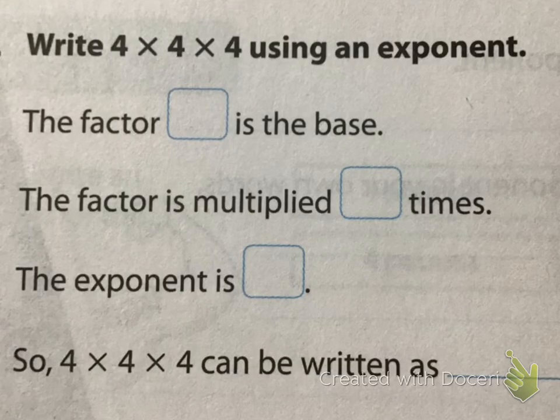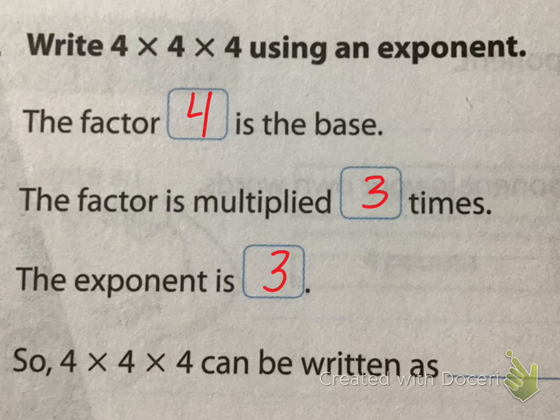So I want you to do this one, okay? I want you to look at this one. So Lucas, right now, it wants us to write 4 times 4 times 4 using an exponent. So the first blank, the factor blank, is the base. What number goes there, Lucas? 4. Perfect. Just like we wrote earlier, the factor 4 is the base. Then, Lucas, the factor is multiplied how many times? 3. It is multiplied 3 times. So what is the exponent then? The exponent is 3.